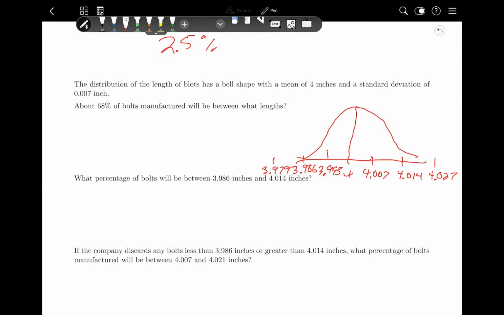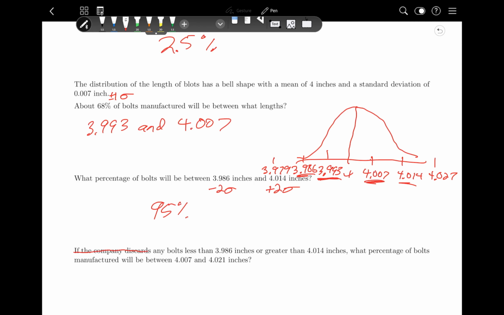Well, that's within one standard deviation. So that's between one standard deviation below and one standard deviation above. So that's 3.993 and 4.007, right? Because 68% is plus or minus 1 sigma. So what percentage of bolts are between 3.986 and 4.014 inches? Well, we find those are 2 standard deviations, right? This is minus 2 sigma and plus 2 sigma. So that would be 95%.